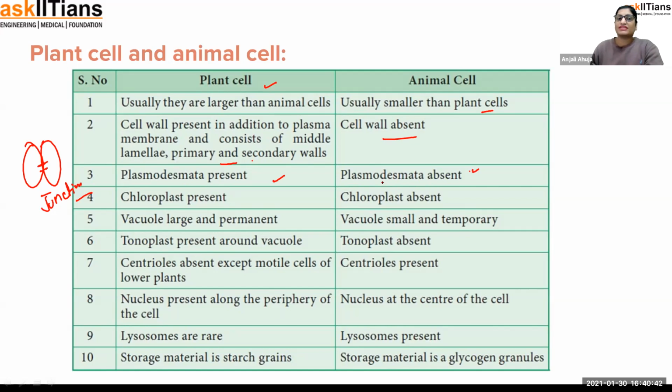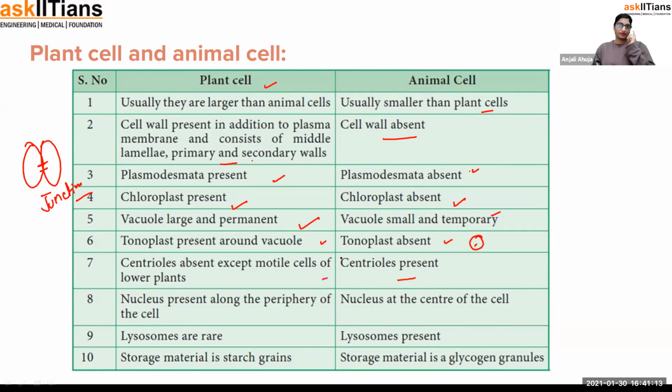Here, chloroplast is present. Here, chloroplast is absent. Vacuole, I have told you this point. Tonoplast present around, and tonoplast absent. Yeah, I forgot. I did not mention at that time. So the membrane of the vacuole is known as tonoplast, but here not as such any membrane is present. It's just a bubble kind of thing, like contractile vacuole or phagosome. Temporary. Tonoplast present around, centriole absent except motile cell of lower plant, and here centriole present.